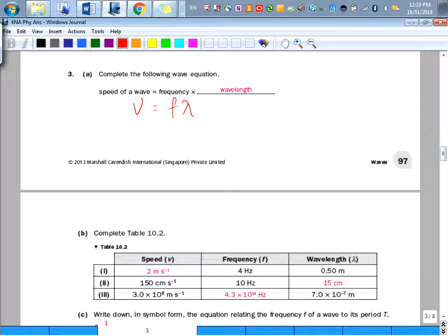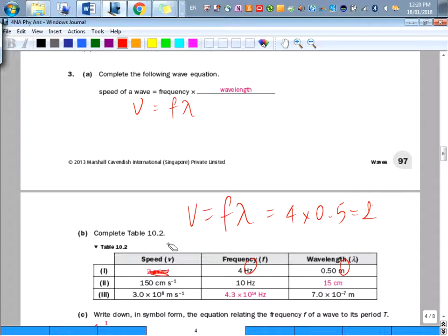So this one, basic calculation, using v equals f lambda. For the first case, if we don't know the answer, this is going to be equals to 4 times 0.5. Of course, you have to check that they're all in SI units. So then my answer will be 2, and this 2 will also be in SI units, meters per second. That's for the first answer. Okay?